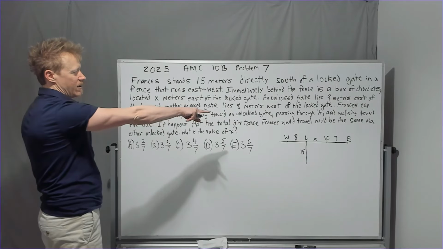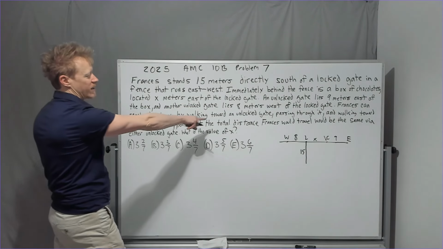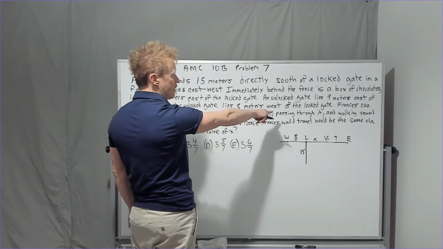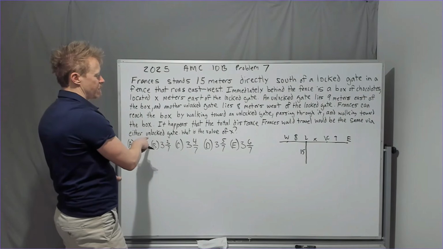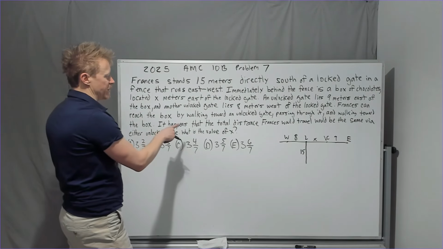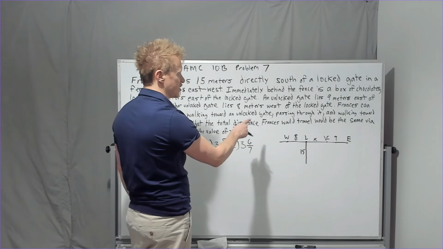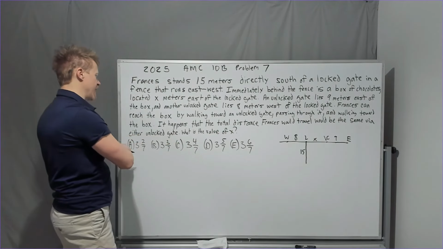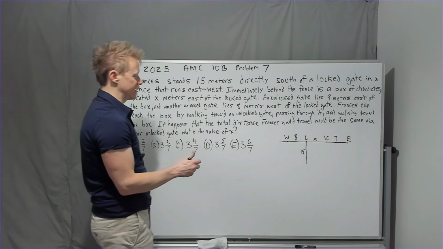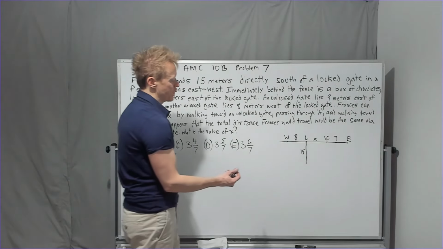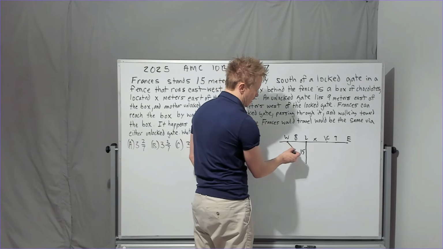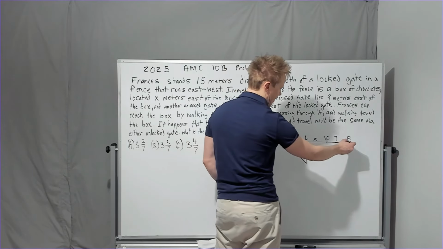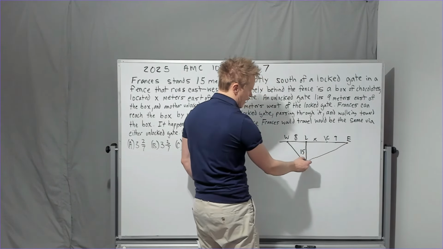Okay, he can reach the box by walking toward an unlocked gate, passing through it, and walking toward the box. It happens that the total distance Francis would travel would be the same via either unlocked gate. What is the value of x? I mean, the first thing is you're going to have to draw a straight line. This is an unlocked gate, and this is an unlocked gate.